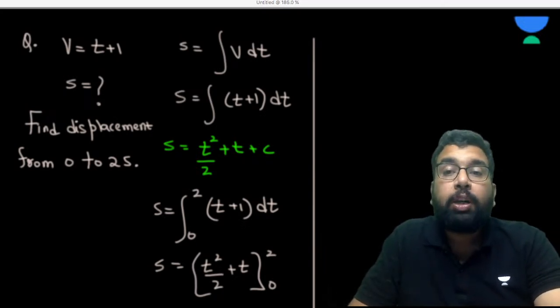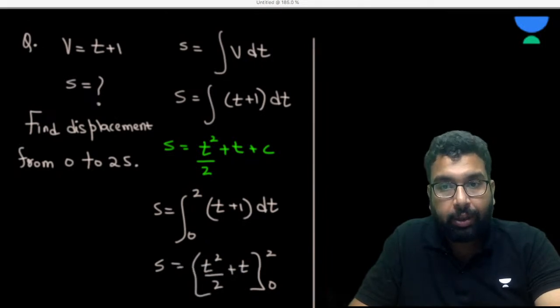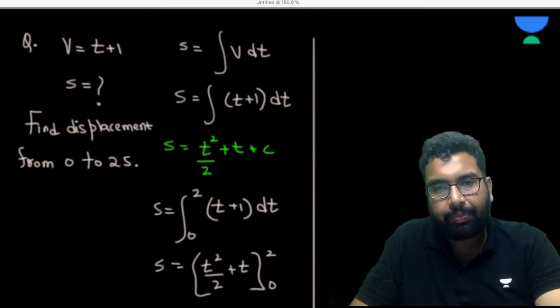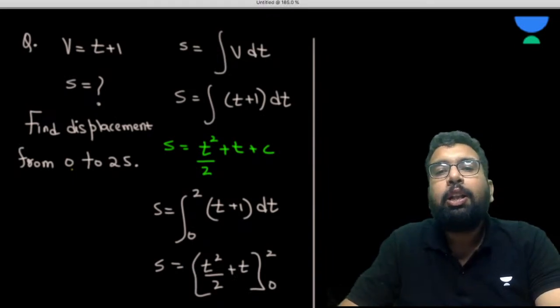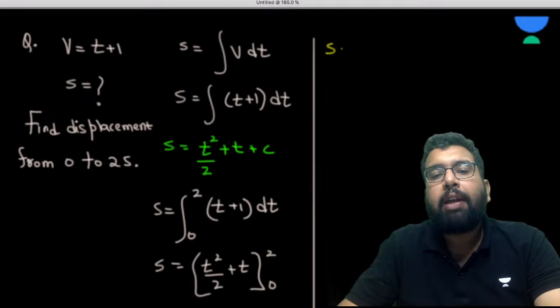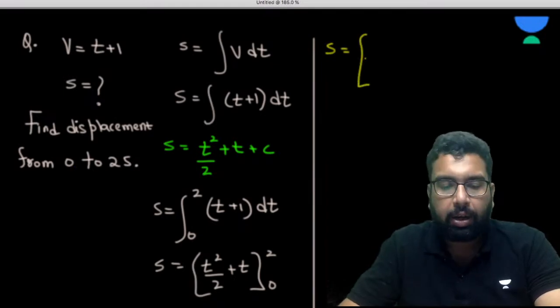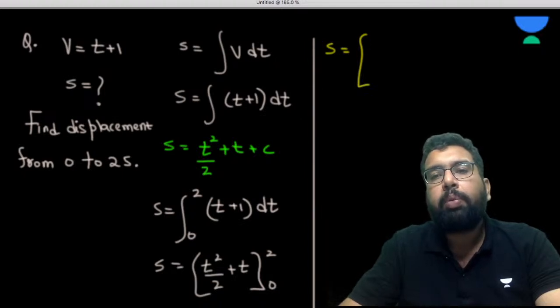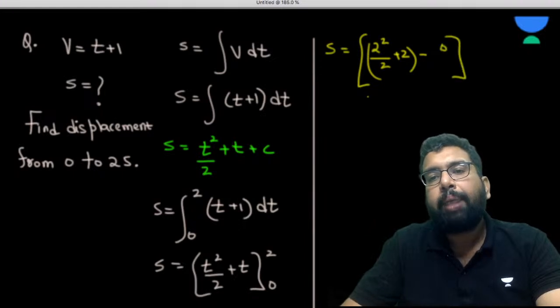So when we put limits to the integration, there is no need of constant of integration in that case. Now, sir, we can put the values in this. So how do we put the values? We put the upper limit first. So it is going to be 2 square by 2 plus 2, minus 0. So it is going to be 4 meter.